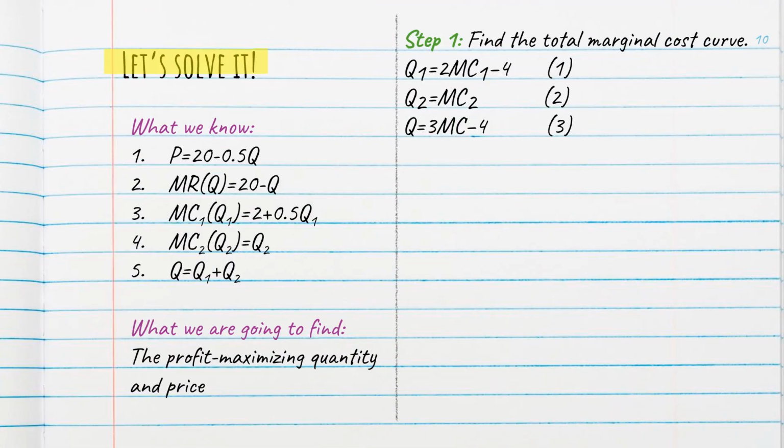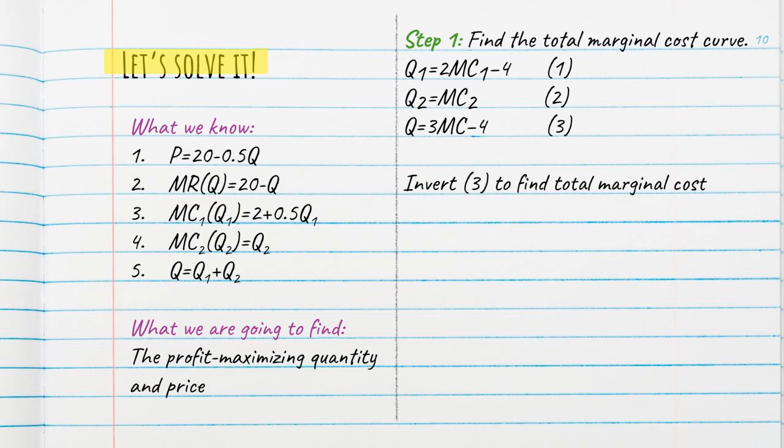We are one step away from finding that total marginal cost curve. We inverted, we added, and now we need to reinvert. So we're going to take equation 3, which is the horizontal sum of the two inverse marginal cost curves, and we're going to invert it to find the total marginal cost. So invert here means solve for marginal cost.